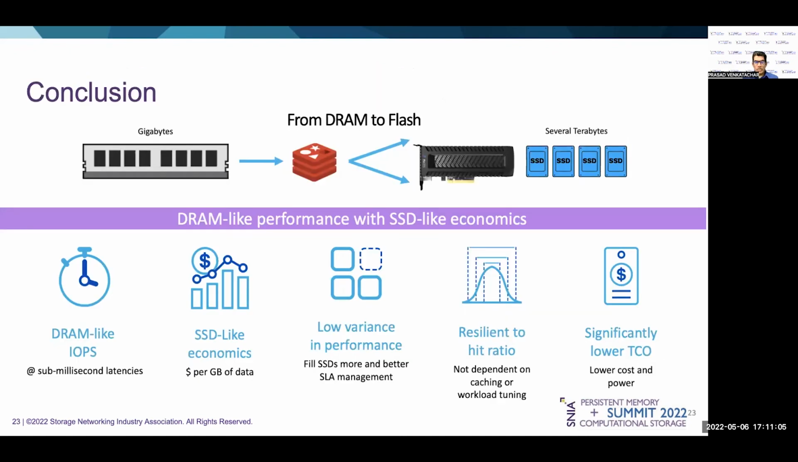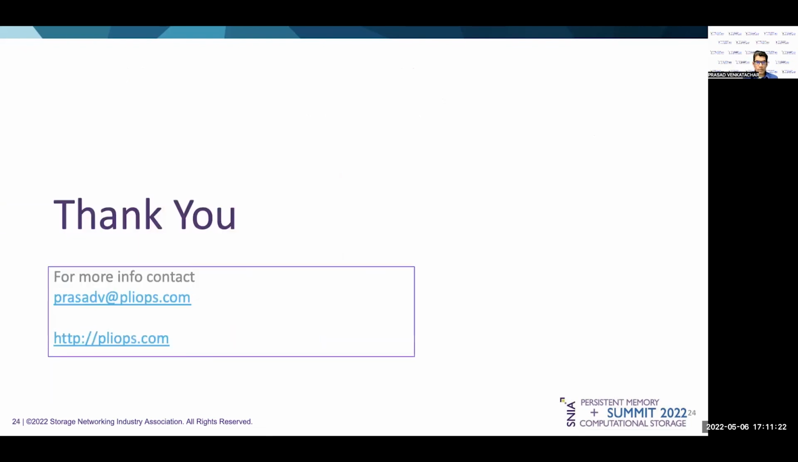In conclusion, you can extend data sets from gigabytes to several terabytes using Redis on flash and Pliops, and achieve DRAM-like performance with SSD-like economics and low variance in performance, and it's completely resilient to all hit ratios.